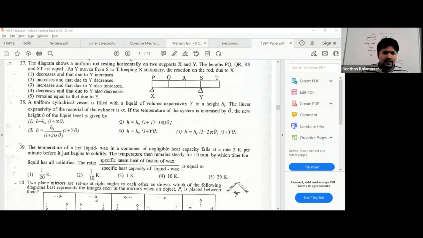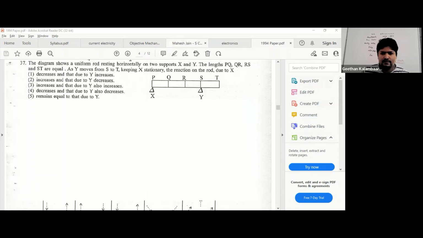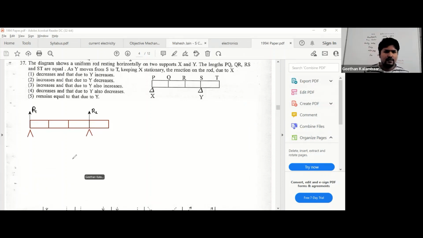So we'll have to get different scenarios here to understand this properly. It's a uniform rod, right? So there's a weight as well. So the weight should go from this point, and we can call it W. W, right? R1, R2, and W, right?